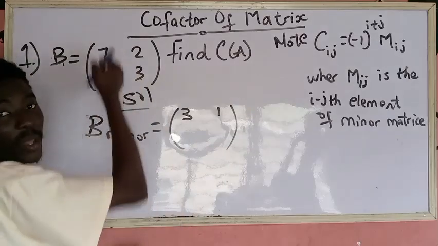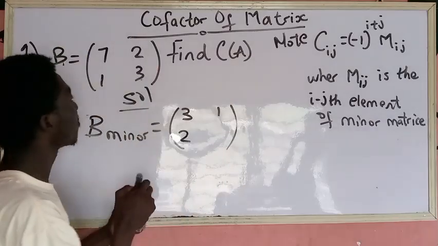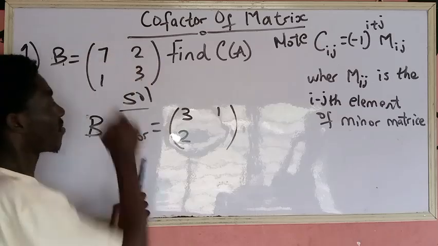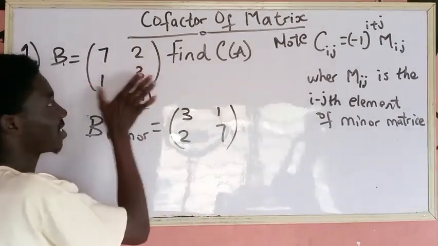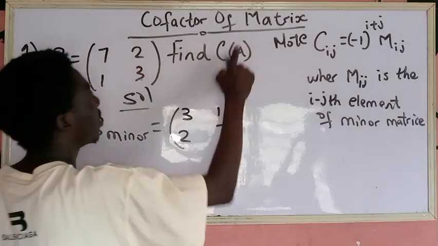1 blocks out this column and this row, and I have a 2. And 3 blocks out this column and this row, and I have a 7. That is how you check for the minor of a matrix. But how do you find the cofactor of B?